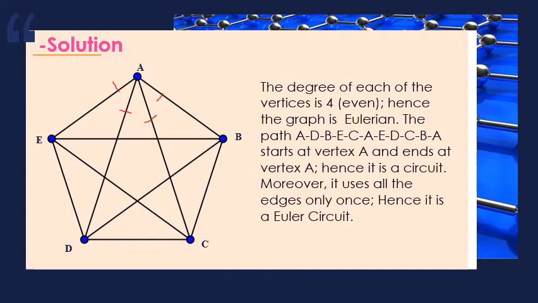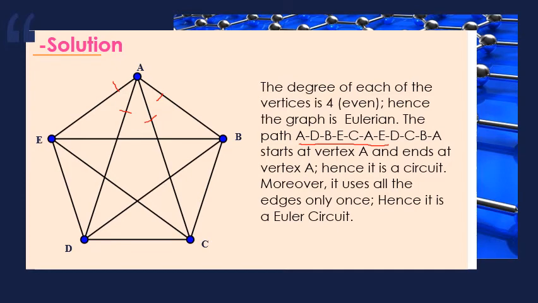The path, take note of sang ginubutang ko diri. Pwede ka man mag-start sa ibang vertex and pwede mo man siya mahimo. So we have, for example, you start from A, D, B, E, C, A, E, D, C, B, A. Ang ini nga line starts and ends with vertex A. Hence, this is a circuit. Moreover, it uses all the edges once. Hence, it is a Euler circuit.